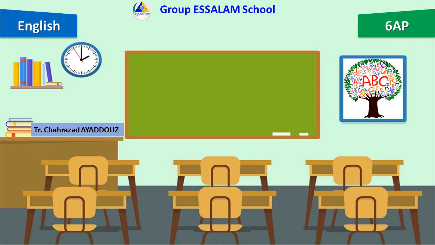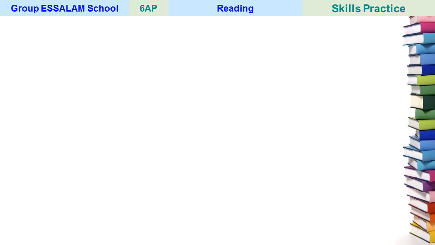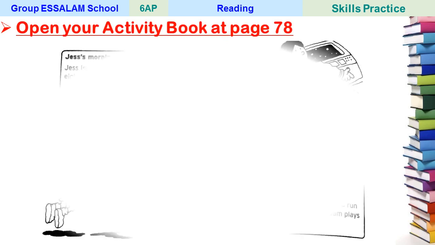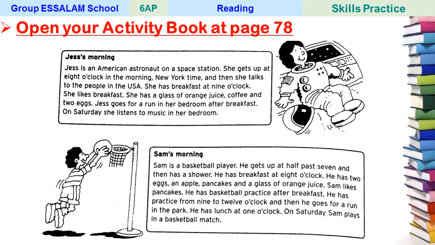Well, today our session is about skills practice. Okay? So let's start. First of all, open your activity book at page 78. You are going to find this picture. Let's see what happened here. What do you see? What do you observe? Try please to answer these questions, okay?